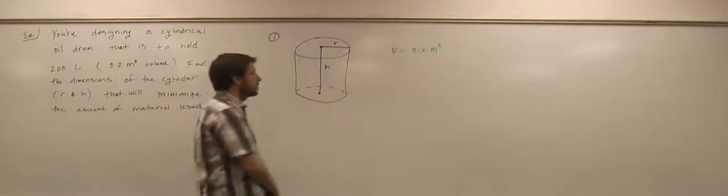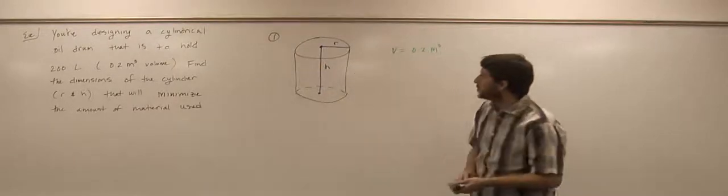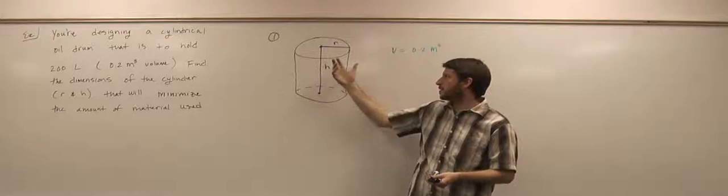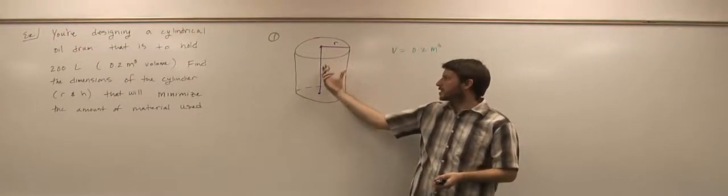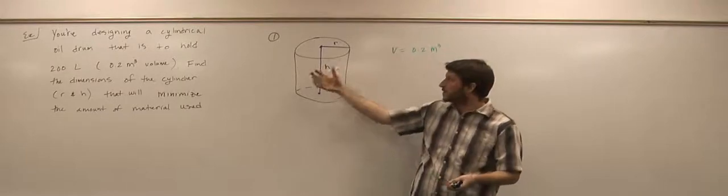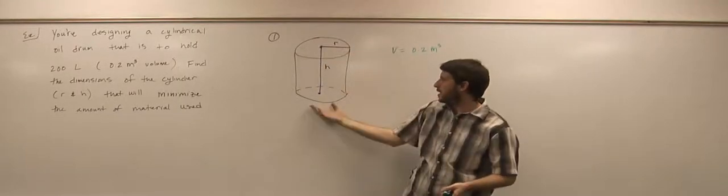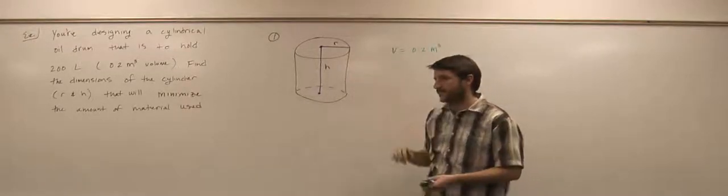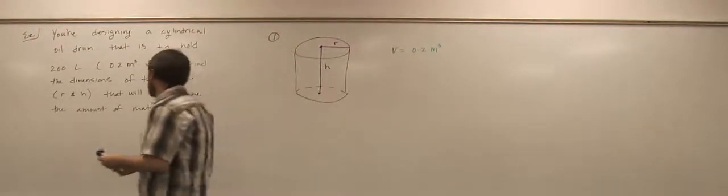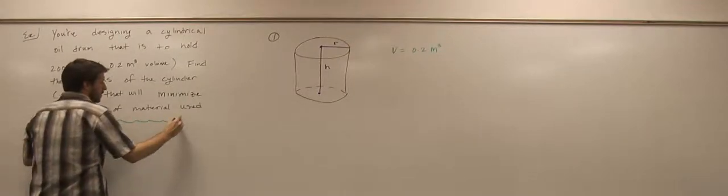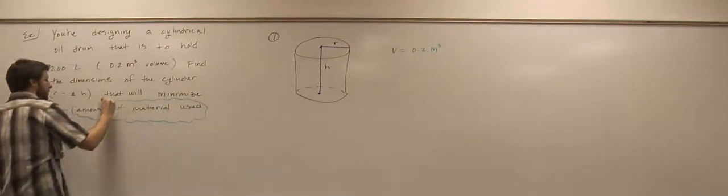So as far as the material used goes, basically what that means is the amount of metal, or whatever you're going to use, to construct this oil drum, and that's going to be an area. And you need to figure out how much area you're going to have to use to cover this cylinder. So the amount of material used is the same idea as surface area.